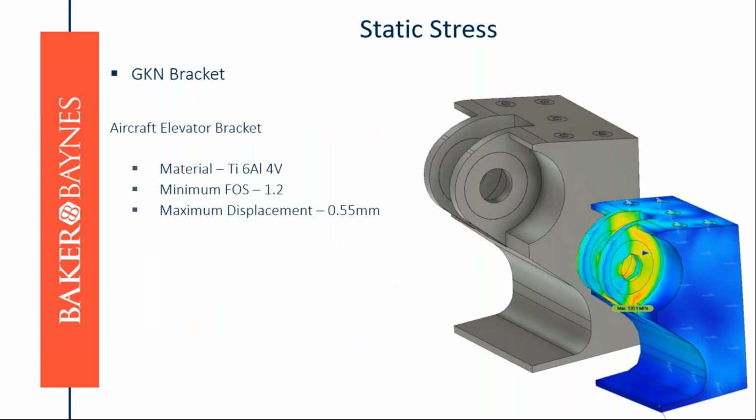And if we look at an example here, this is an aircraft elevator bracket, right? So the GKN bracket. And the design criteria on this is the material that we're going to use. It's a Ti6Al4V, which is an alpha beta titanium alloy, right? It has a high strength to weight ratio. It has excellent corrosion resistance.